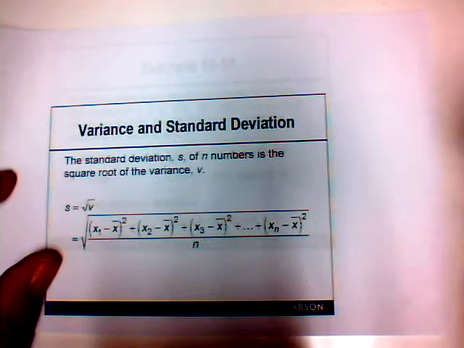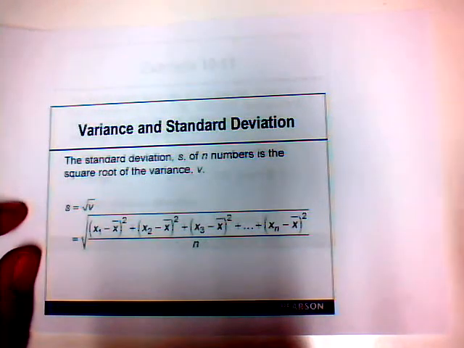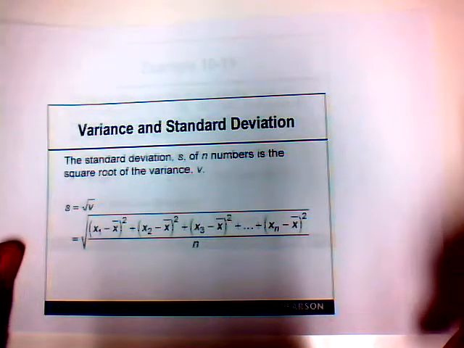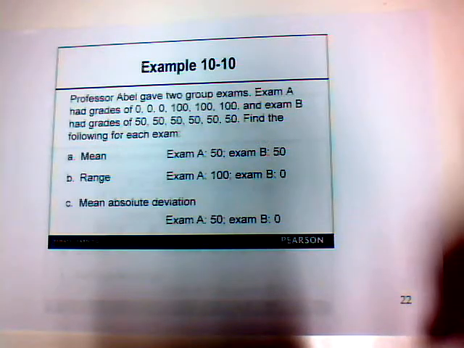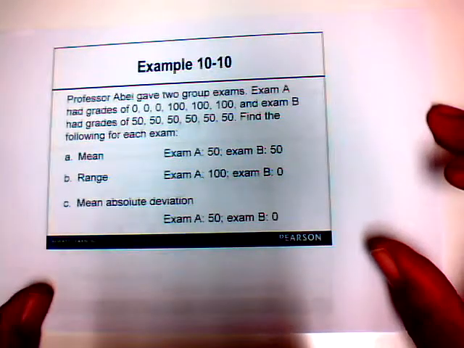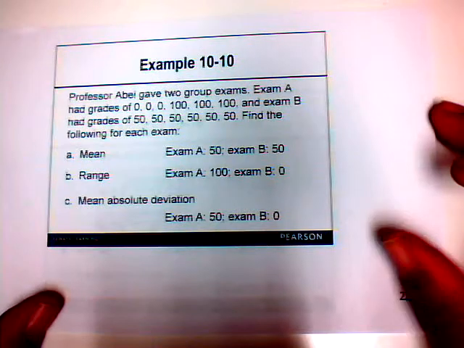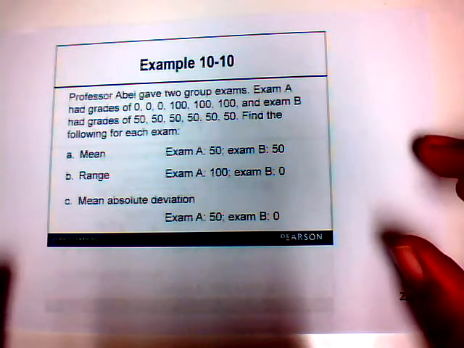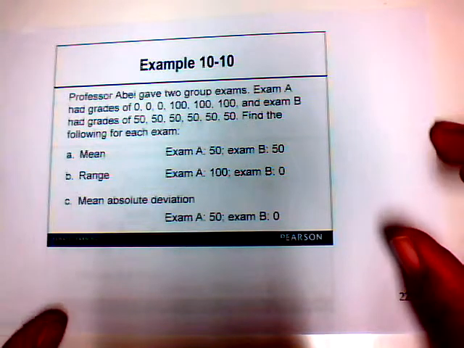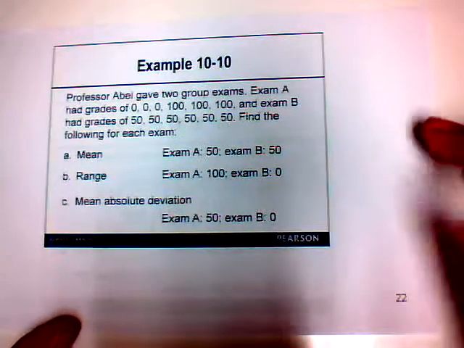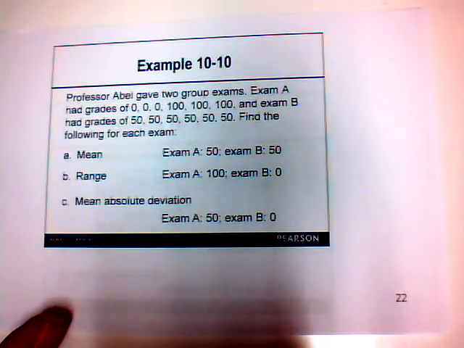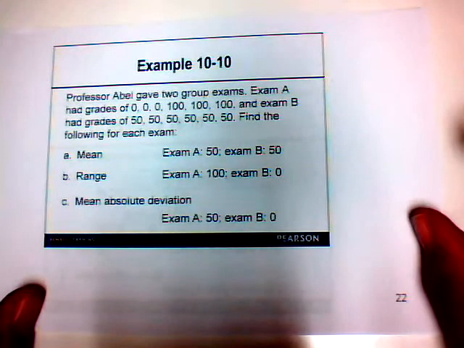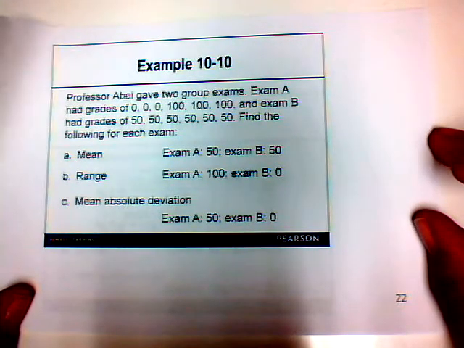Now, later on, I'm going to introduce you to another way of finding the variance and the standard deviation. Professor Abel gave two group exams. Exam A had grades of 0, 0, 0, 100, 100, 100, and Exam B had grades 50, 50, 50, 50, 50, 50. Find the following for each exam.